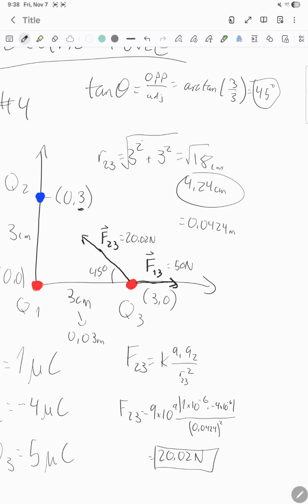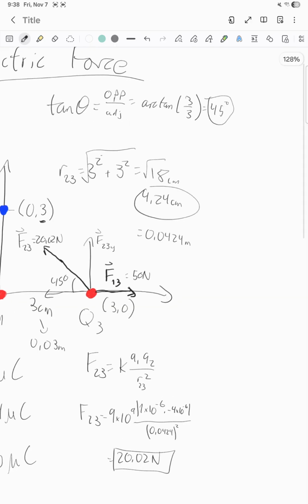Then you can calculate what F23x and F23y are. You also need to know that one is going in this direction, so it will be negative. This will be 20.02 newtons. So let me just erase this. You have F23, which is 20.02 newtons, going like that. Then you could separate this into F23y and F23x, and then do the vector addition.